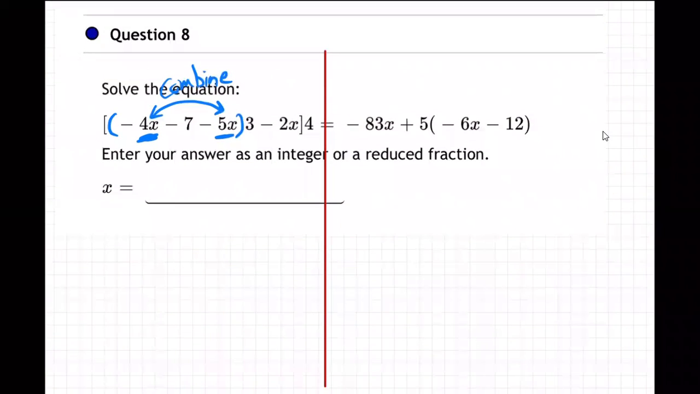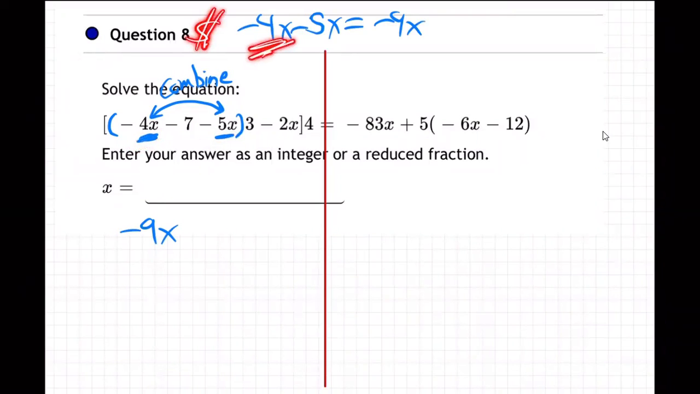So they'll make minus 9x. Did that make sense? Minus 4x minus 5x makes minus 9x. You might say, well, I thought two negatives make a positive. That's only multiplying or dividing. Only multiplying or dividing do two negatives make a positive. This is adding, subtracting, right? This is like money, right? If you lose $4 and you lose $5, you lost $9.